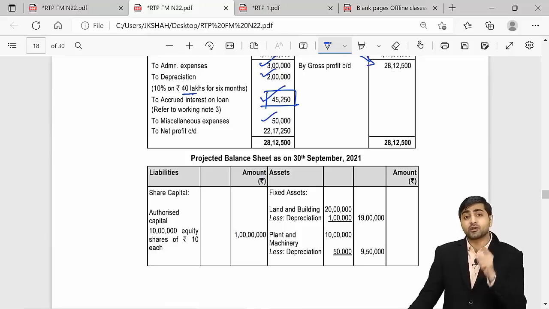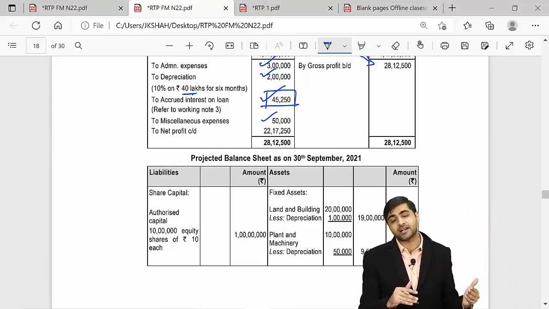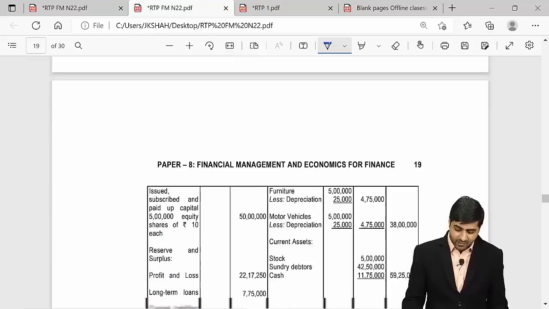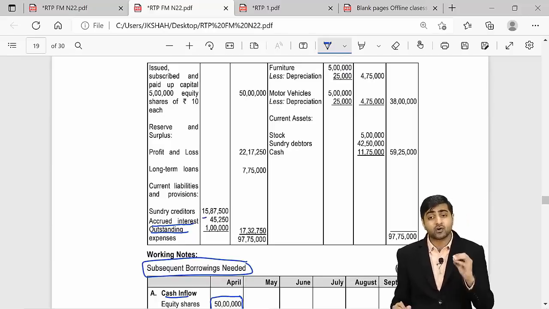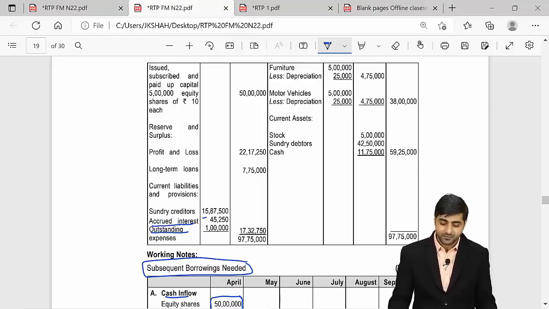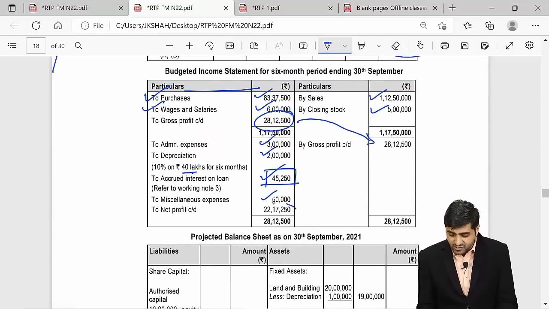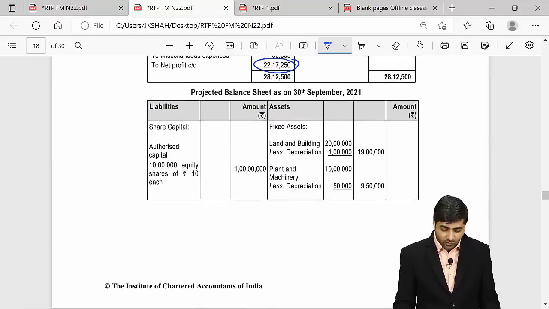But one more time I want to remind you, have you paid this 45,250 or this is your outstanding amount? Then the answer is this is your outstanding amount. And this outstanding amount you can check here also, that whatever is your accrued interest outstanding, that is 45,250 will be forming part of your balance sheet liability side. So basically now I hope you have understood that by doing these calculations, now your net profits will be 22,17,250. And now we can prepare the projected balance sheet.